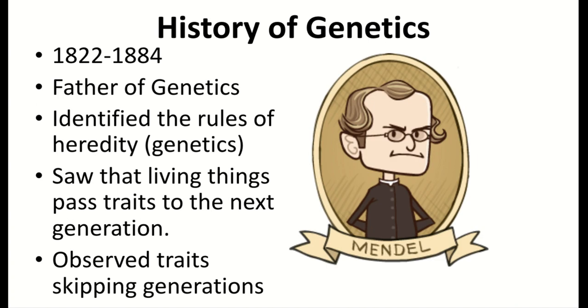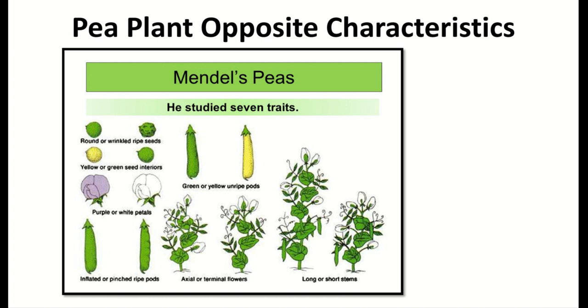To start off our history of genetics, we have this guy, Gregor Mendel, who's really important, considered the father of genetics. He identified all the different rules in genetics and heredity. He saw how traits were passed down from one generation to the next. He was actually a monk, and he studied peas in his garden. He was responsible for tending the garden. He was fascinated by the peas. He saw all these different characteristics. We could see round versus wrinkled seeds, yellow and green, purple and white flowers. You can see there are seven different characteristics that he studied with his peas.